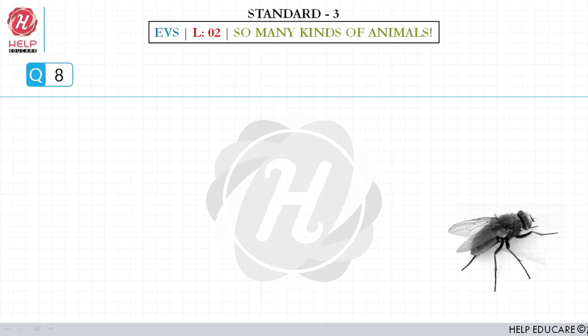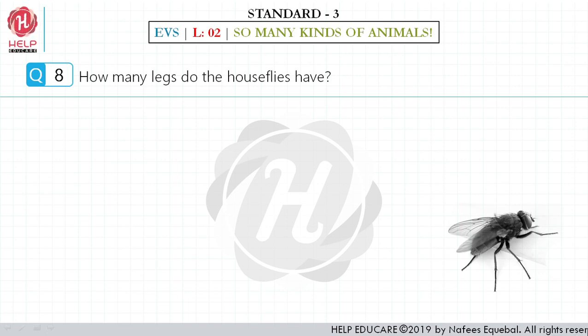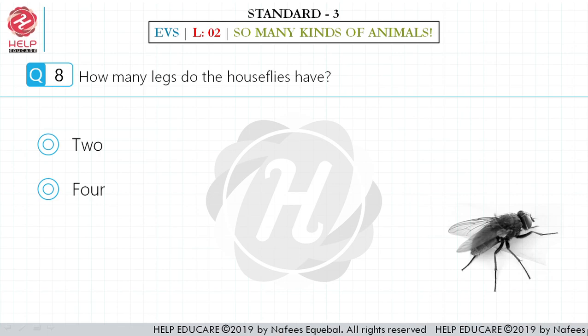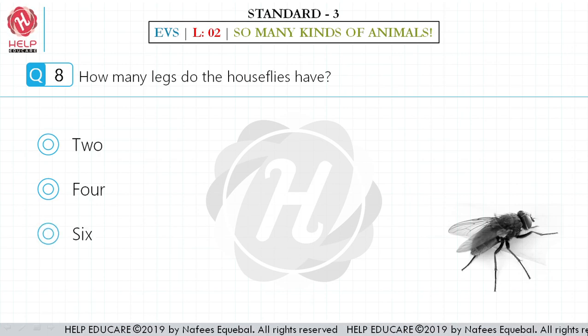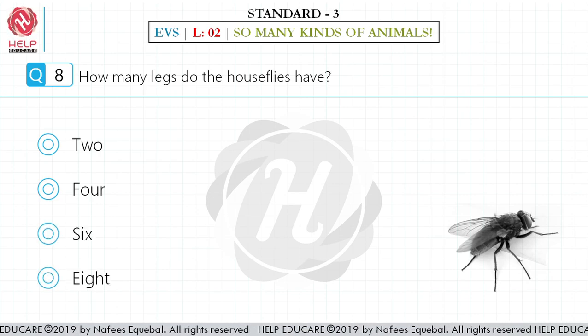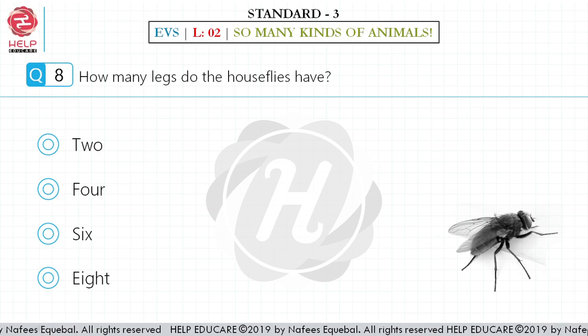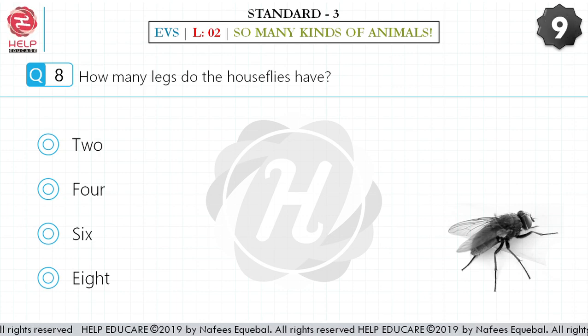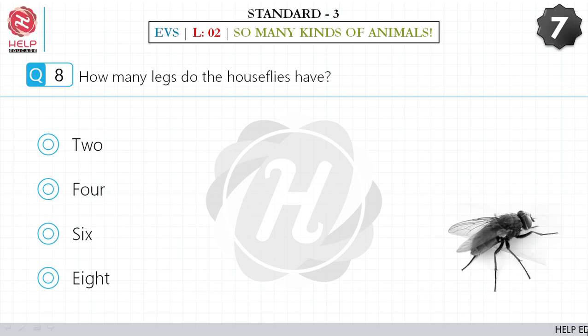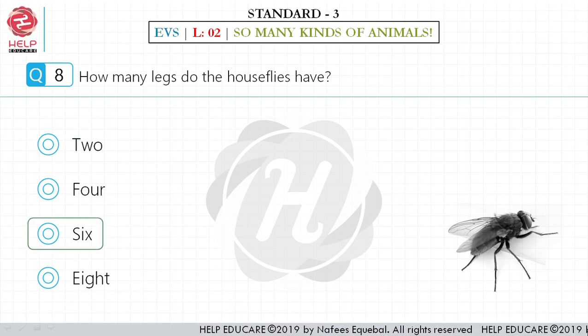Question number 8. How many legs do the houseflies have? First option 2, second option 4, third option 6, fourth option 8. Your time starts now. Correct answer is 6.